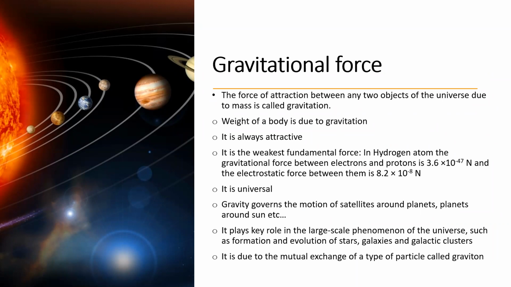What causes weight of a body? Gravitational constant. Yes, it is due to the gravitational constant, or due to gravitation. So when will the body have more weight: on the surface of Earth or on the surface of the Moon? Earth. Why? Because G is greater on Earth, since Earth is more massive than the Moon.